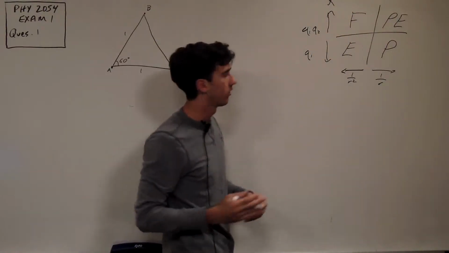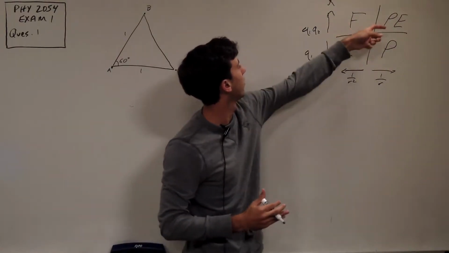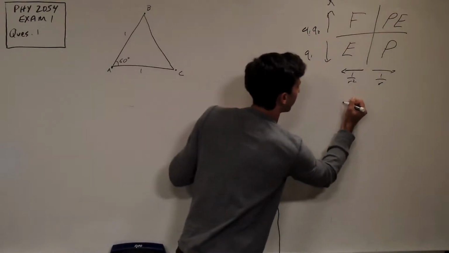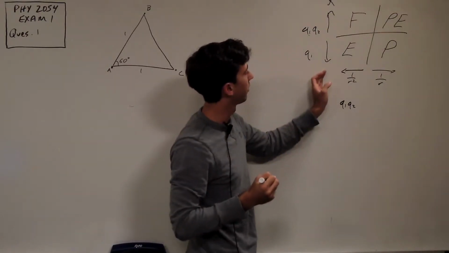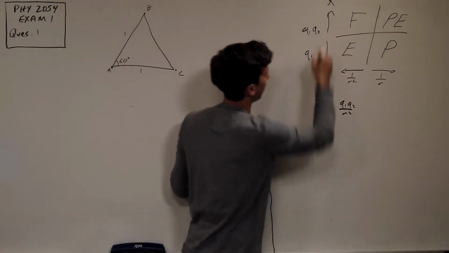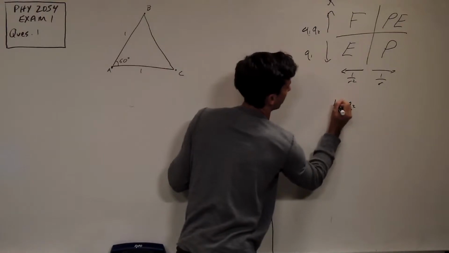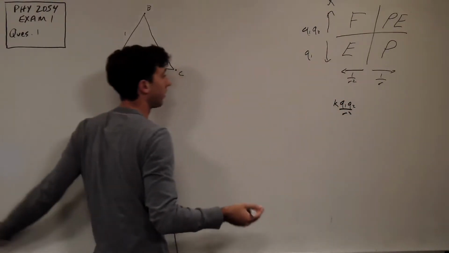So how do you read this? You say, OK, what's the force, for example? Well, it's in the top, so it's Q1, Q2. And it's in the left, so it's 1 over r squared. And then you multiply by k. And that's the equation for force. And you can do it for all of these.